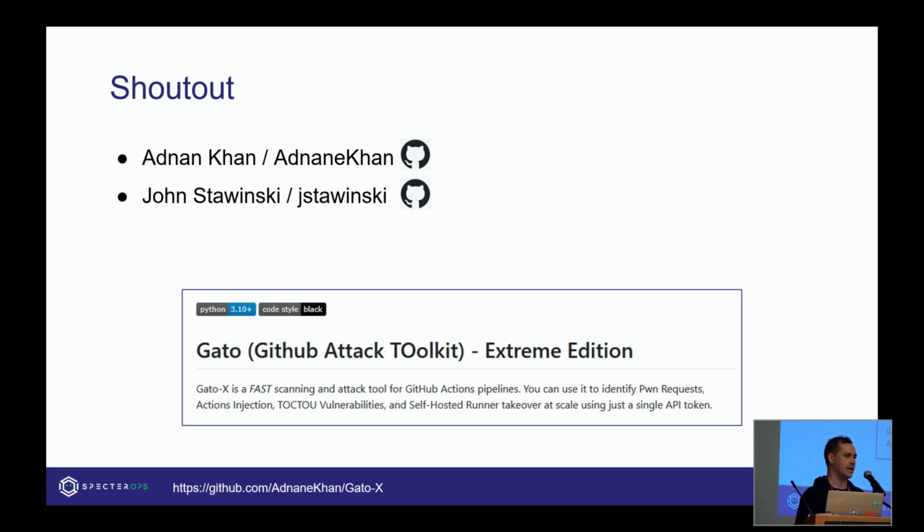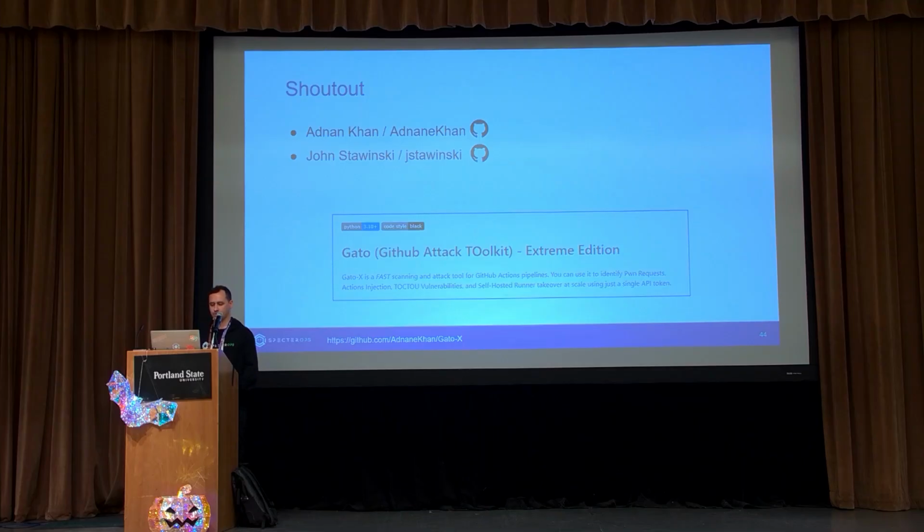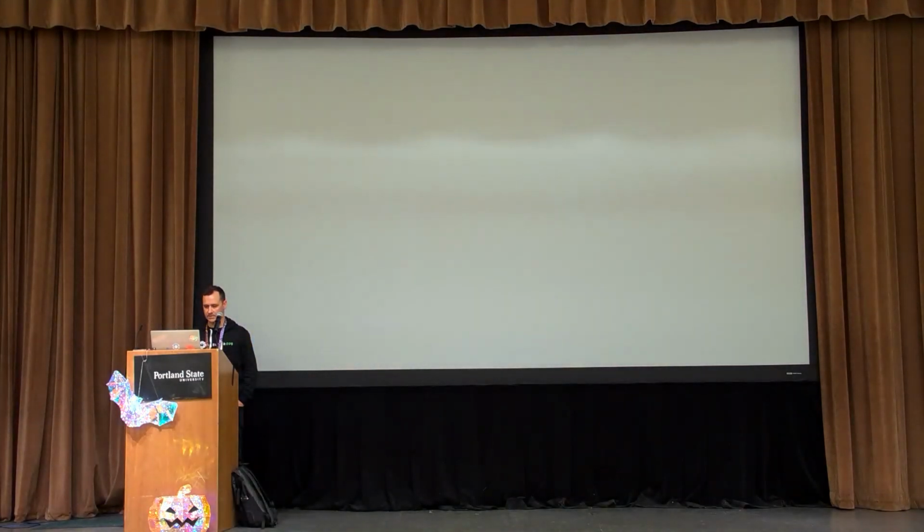If you are a developer and you are using GitHub Actions, there's a pretty cool tool that the two of them have worked on called Gato-X, the Extreme Edition. I would definitely recommend that you do not do any of the exploit attacks that are possible with it, but stick to the analysis, where you can scan for vulns. Yeah, I think that is all I have.